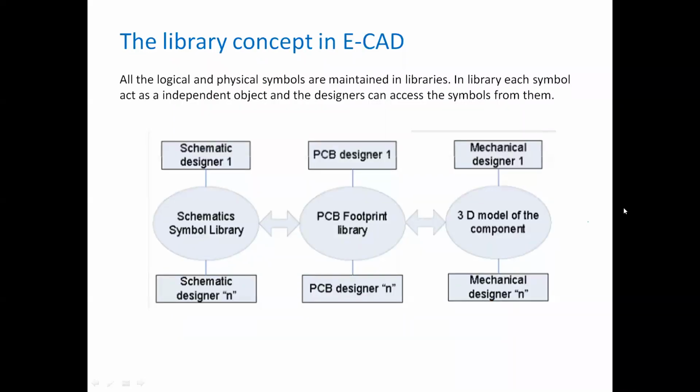There will be three kinds of libraries: the schematic library, the PCB footprint library, and the 3D model. Nowadays, the 3D model of the component is also included in the library. So all three together are called a common library. The common library consists of three subcategories: one is the schematic library, second is the PCB footprint library, and the third is the 3D model of the component.